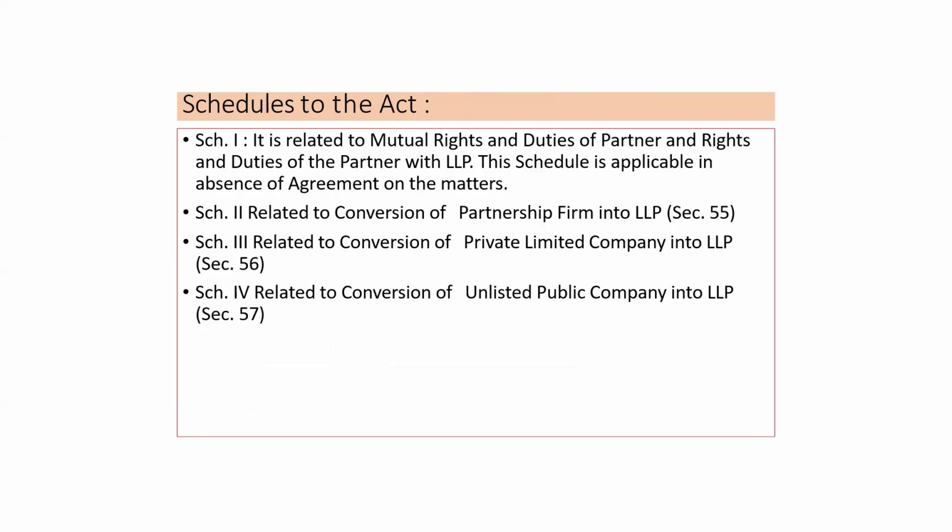What is Schedule 2? Related to conversion of partnership firm into LLP. Okay. Schedule 3 is related to conversion of private limited company into LLP. And Schedule 4 is related to conversion of unlisted public company into LLP.